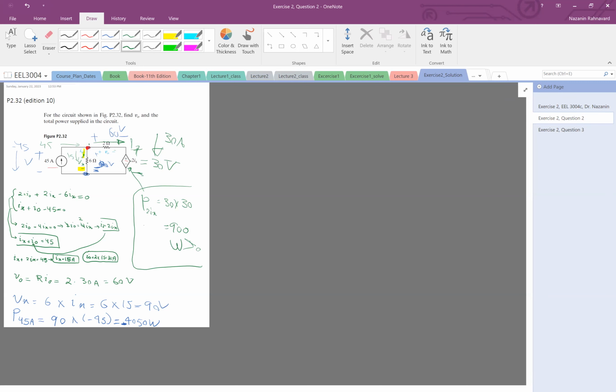It depends on the sign, basically. If it's positive, then it's consuming energy, but this one was negative, so it was supplying the energy.